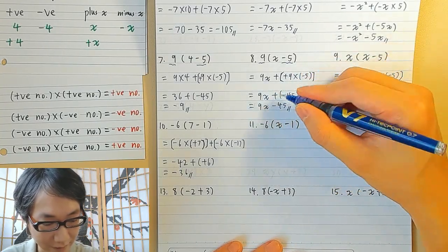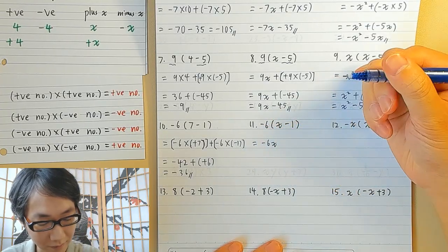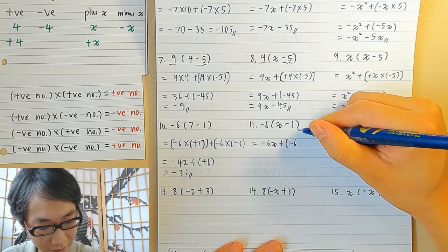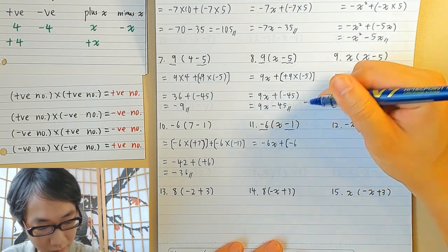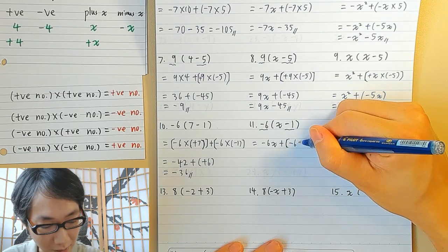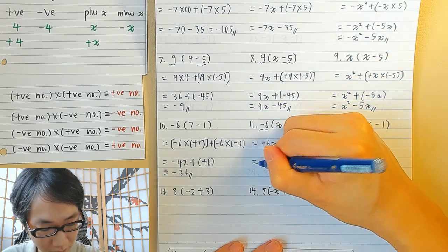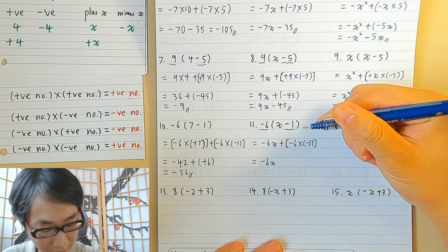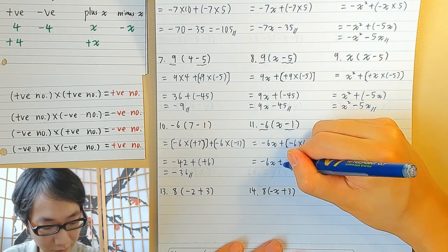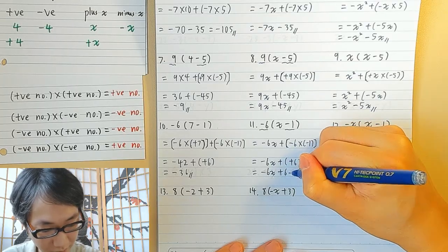Number 11. First term, negative 6 times plus x, so negative 6x. Second term, negative 6 times negative 1. Terms always include a sign. So negative 6 times negative 1. We have negative 6x. In the mid bracket, we have negative 6 times negative 1, that will be positive 6. So we have negative 6x plus 6.